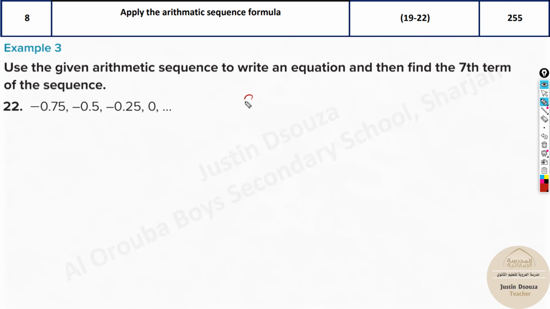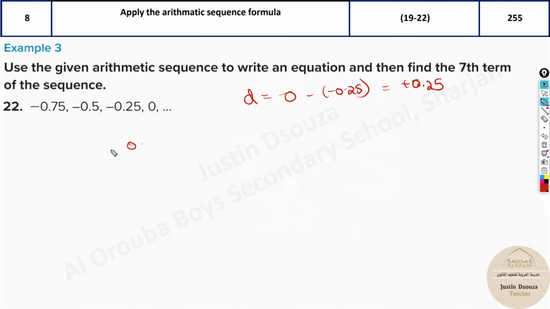See, now if you're in a hurry and want to find d, what I would do is I would choose 0. Why? Because 0 is so easy to solve, right? 0 minus the previous term, minus of minus 0.25. The answer is plus 0.25. This is the d value.